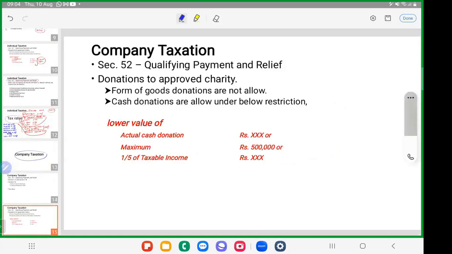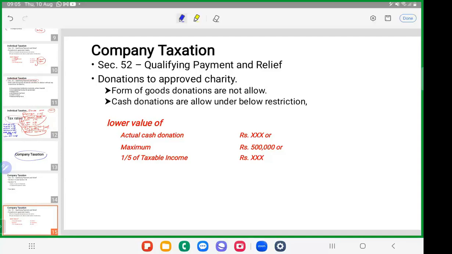what you need to know is, if that qualifying payment, that means the donation to approved charity, the goods donations are not allowed, but the cash donations are allowed under the below restrictions. Can you remember when we discussed individual taxation? It was the lower value of actual cash donation, or maximum 500,000, or 1/5 of the taxable income.